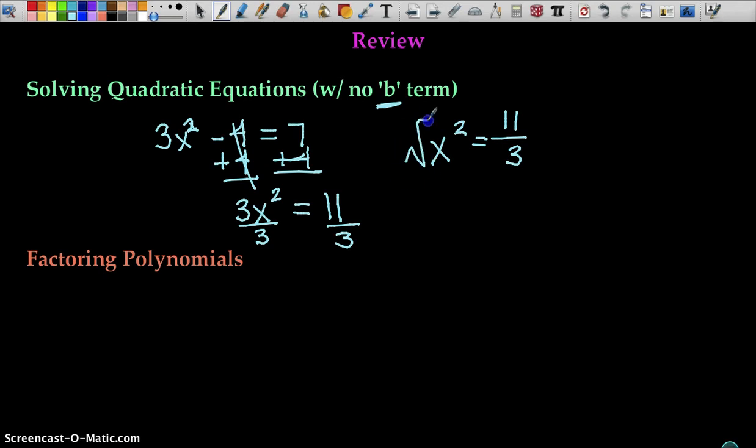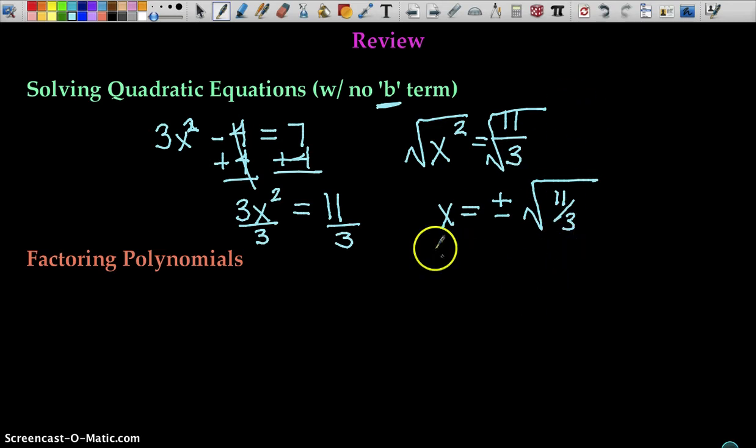And then you take the square root, and it's very important that when you write your answer, you put plus or minus in front. And in this case, because I can't reduce this and I cannot take the square root without it being a crazy long decimal, you can just leave your answer as it is right here.